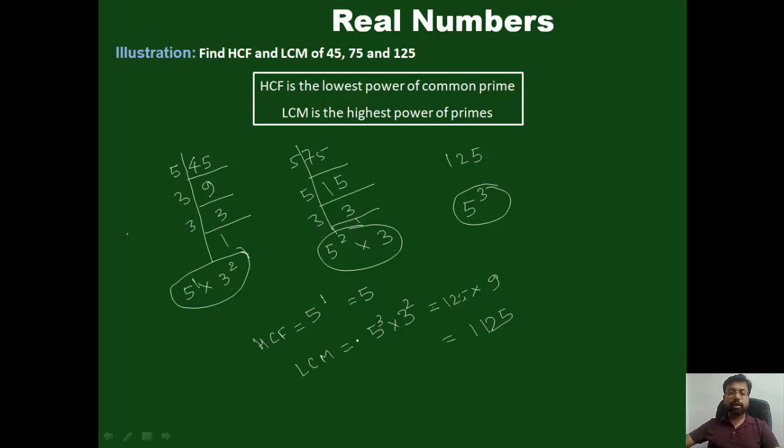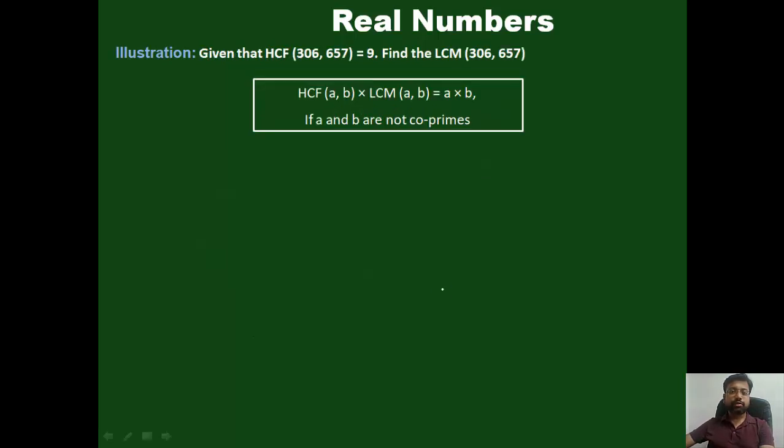So the least common multiple of the three numbers is going to be 1125, and the highest common factor for these three numbers is going to be 5. And this is the method using the prime factorization method, or also by using the fundamental theorem of arithmetic. Let's take the next problem in this section.